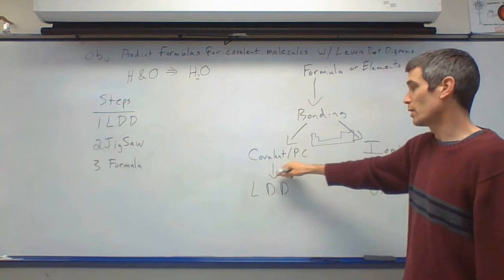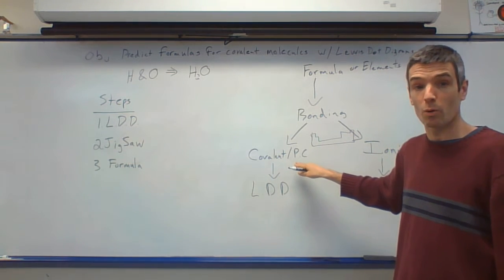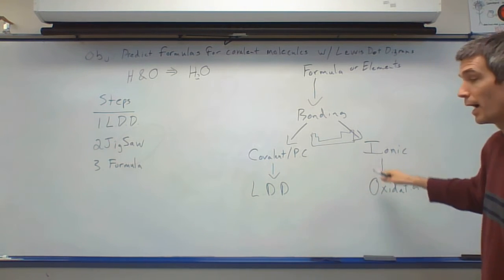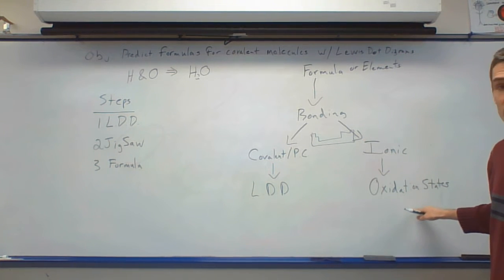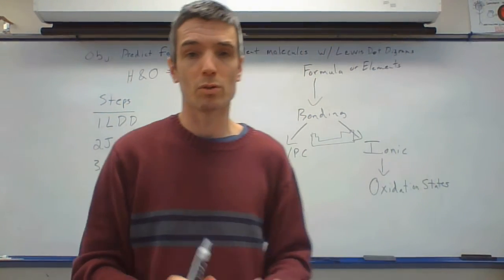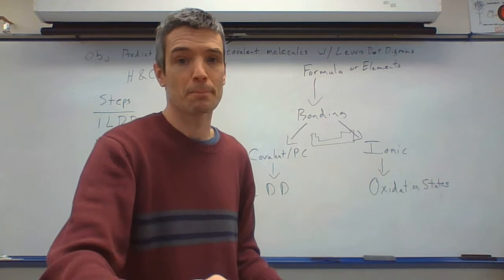This lesson is when I'm dealing with covalent molecules or polar covalent, and I'm going to use Lewis dot diagrams. Ionic is going to use something known as oxidation states. And oxidation states are the charges that they get when they gain or lose. And we'll get into that. It's a totally different lesson.